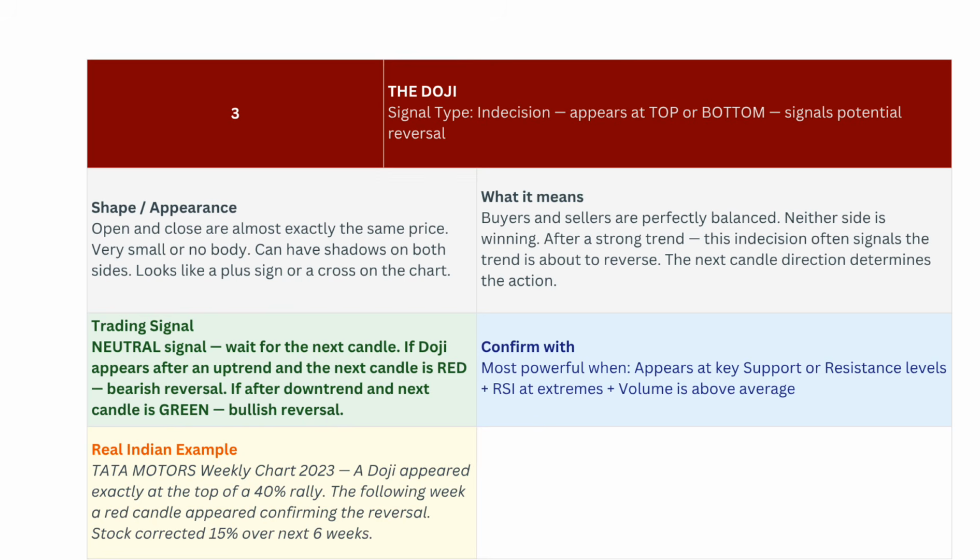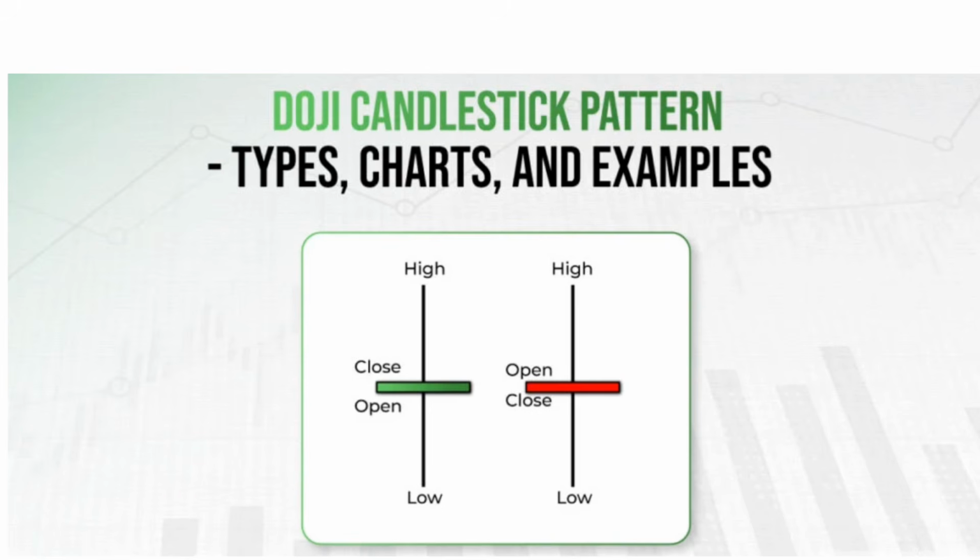Then the next pattern is the doji. The signal type is indecision, appears at the top or bottom, signals potential reversal. Shape: open and close are almost exactly the same price. Very small or no body at all. Can have shadows on both sides, looks like a plus sign or a cross on the chart.